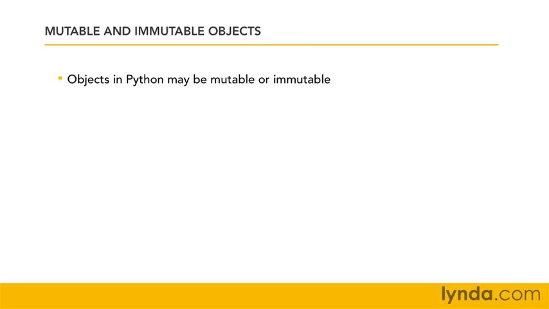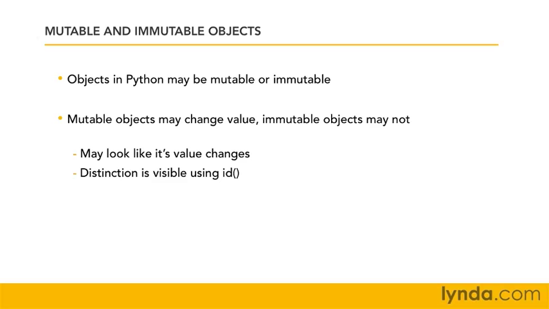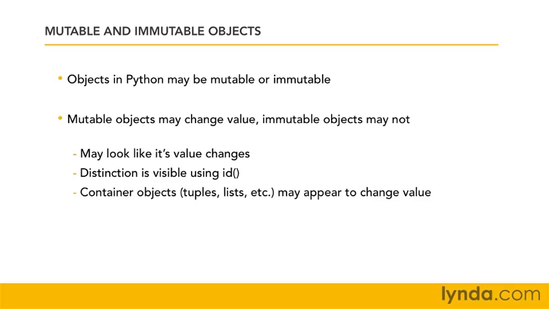Objects in Python may be mutable or immutable. Mutable objects may change value. Immutable objects may not. Some immutable objects at times may look like they're changing their values. They're not actually changing their values though. The distinction is visible using the ID function. Integers, container objects, strings, things like these may appear to be changing values when they're not.